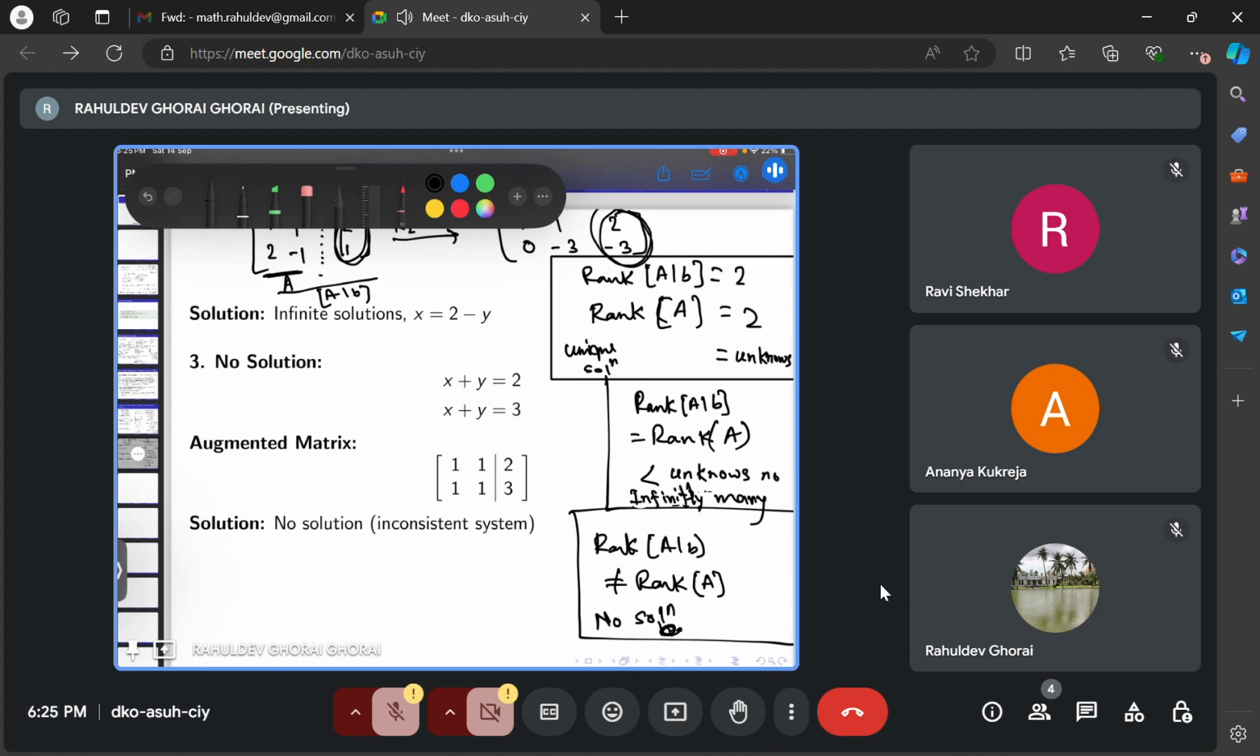So first of all, you need to know about rank, and then these three are to remember. Then 80% of the lectures will be done. No need to do anything else.